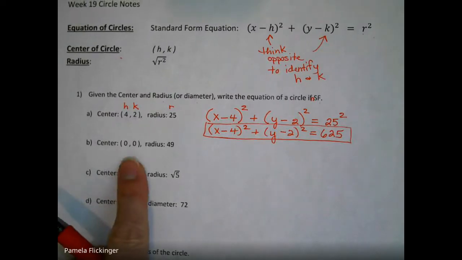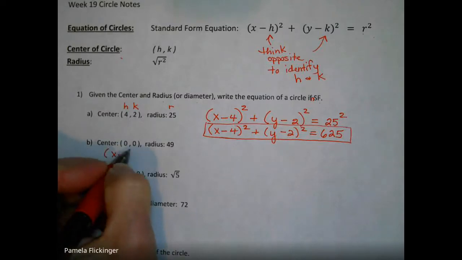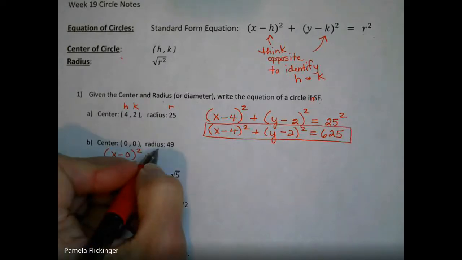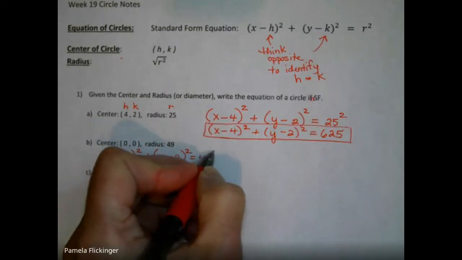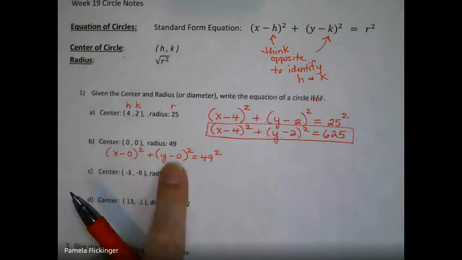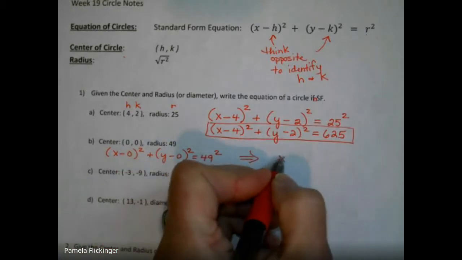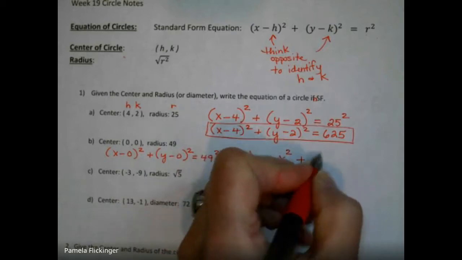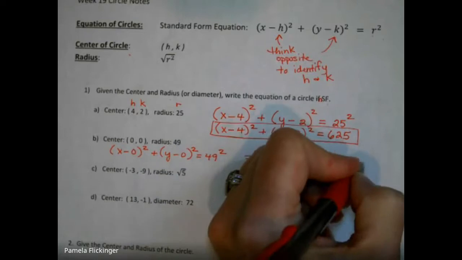All right. 1b, the center is 0, 0. So if we were to write it, we would do x minus 0, the quantity squared, plus y minus the second 0 squared equals 49 squared, because 49 is the radius. The other thing you don't want to do is when you have zeros, don't leave it like that. This would just be x squared plus y squared equals, and then with the help of our calculator, we would have 2,401.